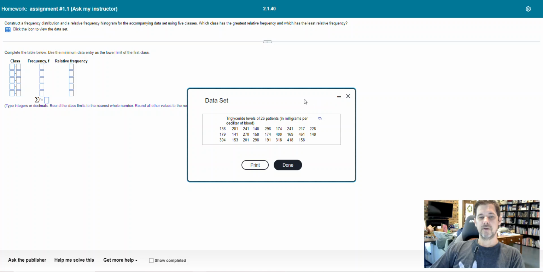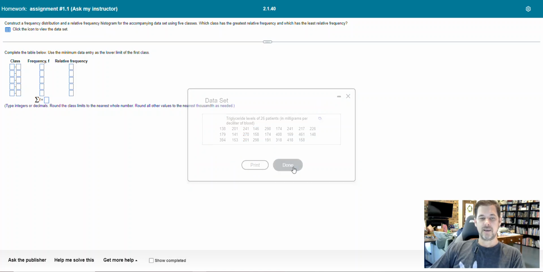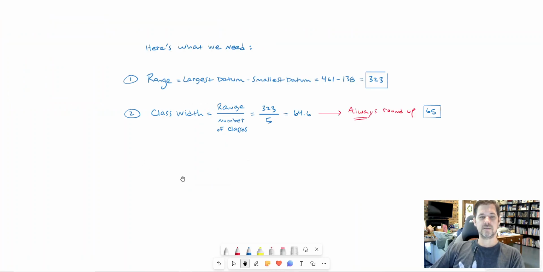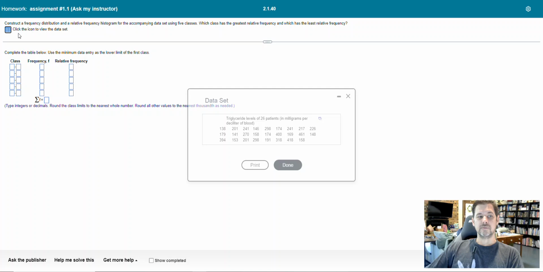Okay, but before I go into that, let me give you some notes on what we would need at the bare minimum to make a frequency distribution. We need two things to start with: the range and the class width. The range is the largest datum minus the smallest datum. What I mean by that is the range is the largest number in the data set minus the smallest number in the data set. So let's open this data set again and look at it.